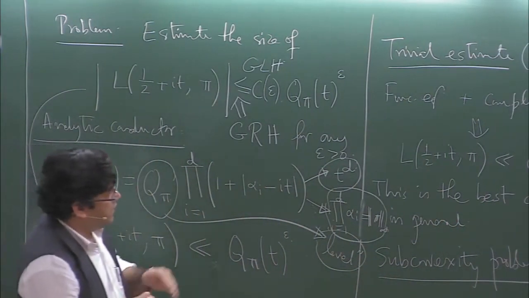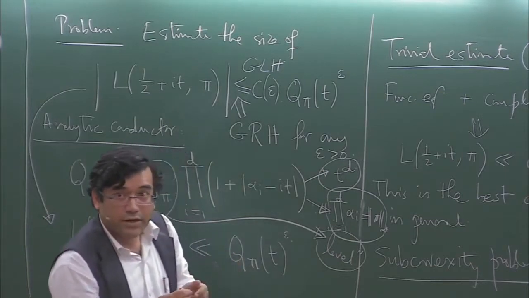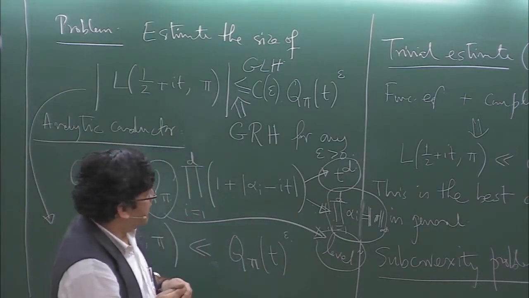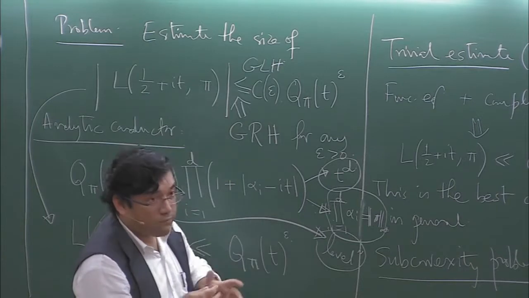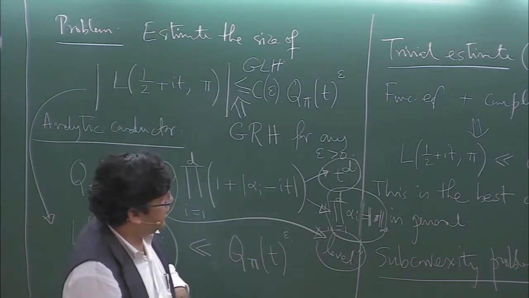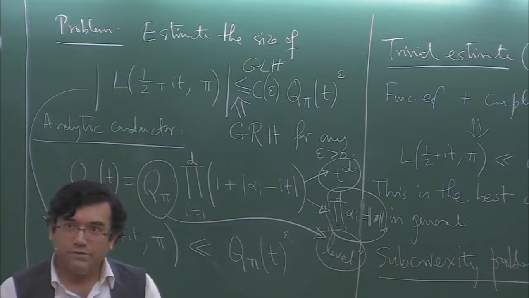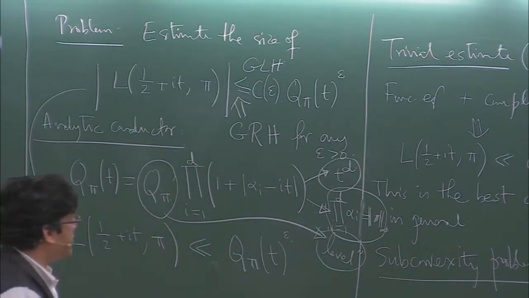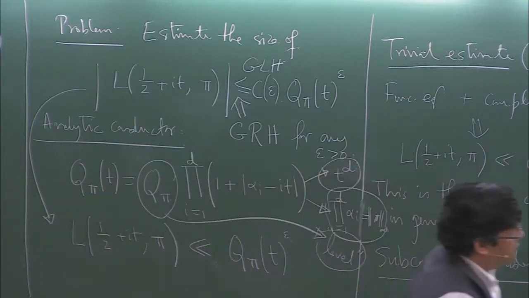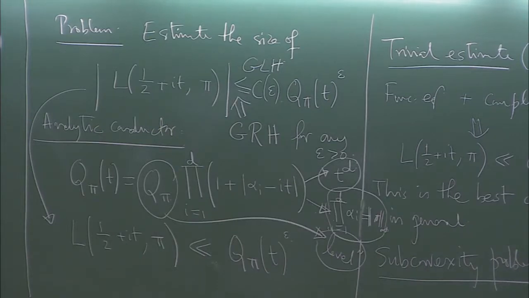And sometimes your t is fixed, so you're looking at a fixed point, and you're varying the form. You can keep the level of the form fixed and vary the spectral parameter, and then this part will be varying, and the subconvexity in that case will be called the spectral aspect subconvexity. Or you make the level go to infinity. So there are three different parts inside this analytic conductor.